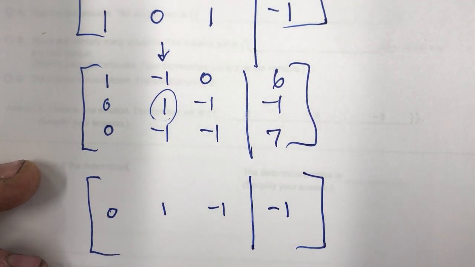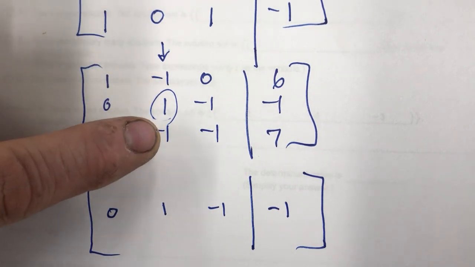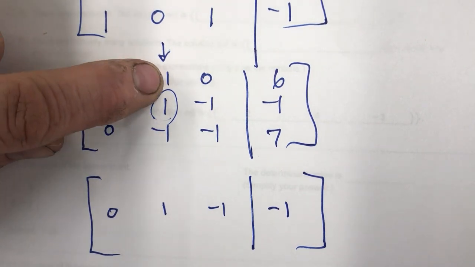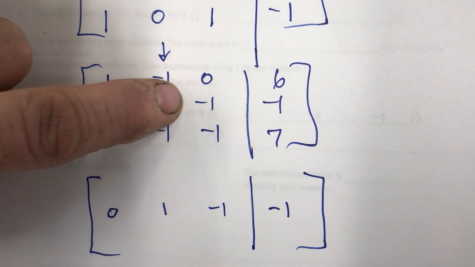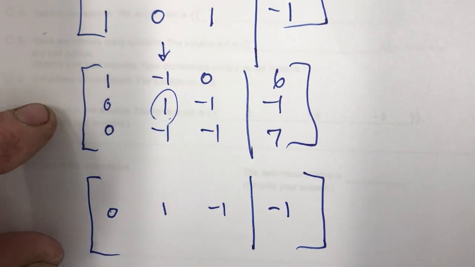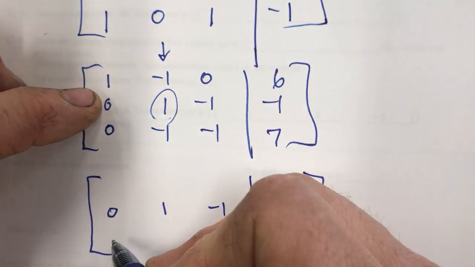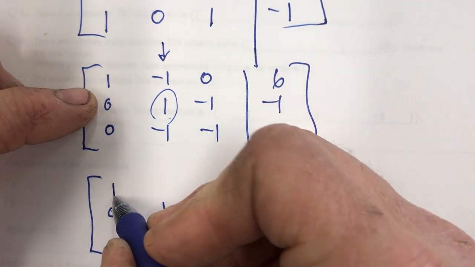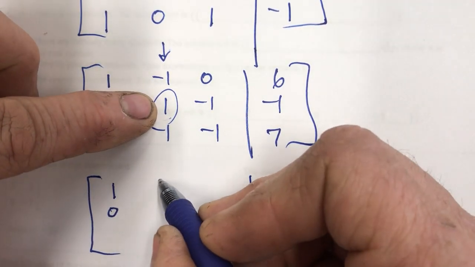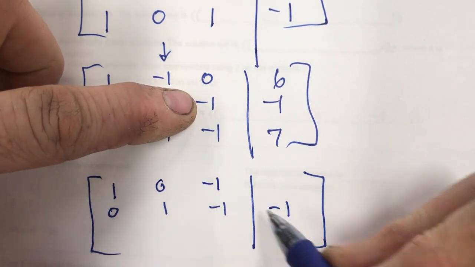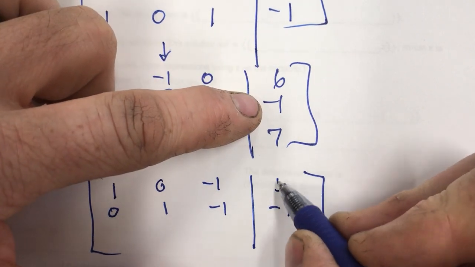Okay, and perfect. Here these need to be zeros, and they're both negative 1. So if I add 1 to negative 1, it'll be 0. So I'm just going to take this middle row and add it to the top one. So 1 plus 0 is 1. Negative 1 plus 1 is 0. 0 plus negative 1 is negative 1. And 6 plus negative 1 is 5.